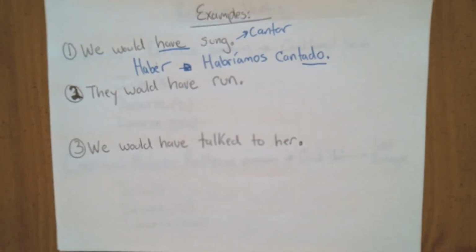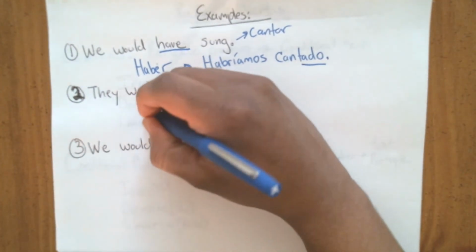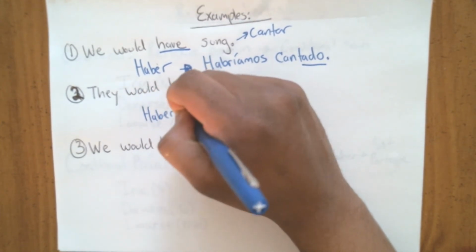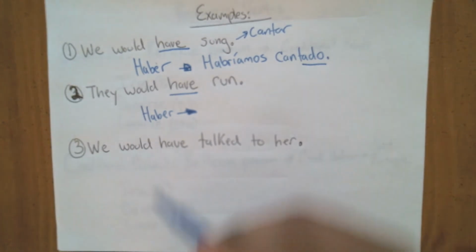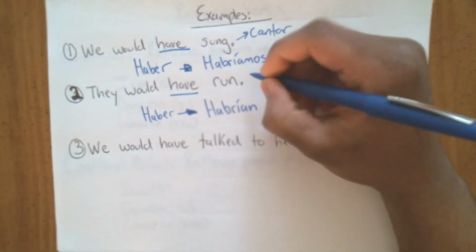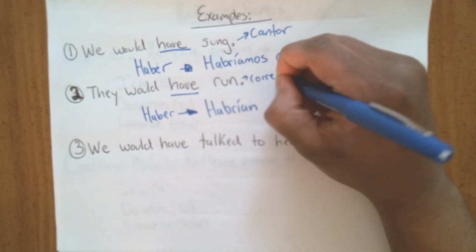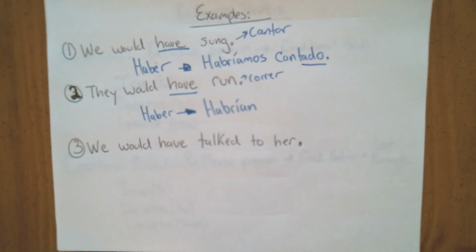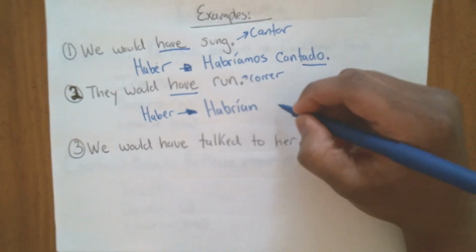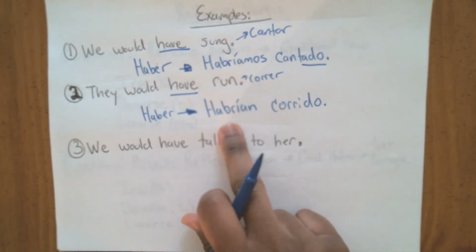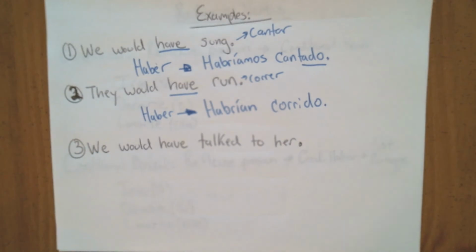How about they would have run? Okay, so we know that haber is the verb have here, so we know that's what we're dealing with. But haber needs to go in the they would form. So it's habrían. Run is the verb correr, and we know that it is an ER verb, so it's going to end in ido for the past participle. So it's habrían corrido. They would have, and then run as your past participle.